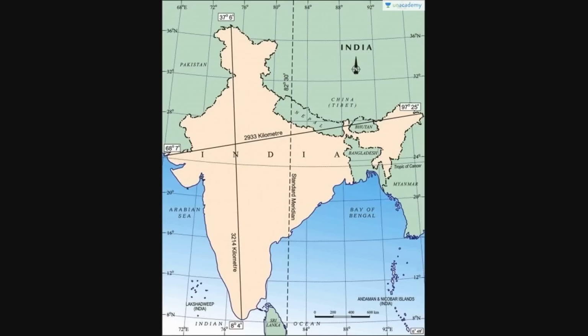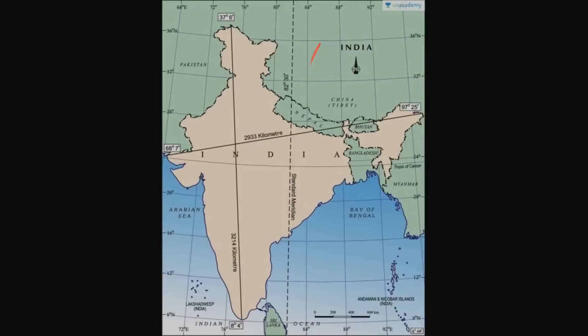Now, this is the figure. See, this is the longitudinal extent, 68 degrees 7 minutes east to 97 degrees 25 minutes east, and this is the latitudinal extent, 8 degrees 4 minutes north to 37 degrees 6 minutes north. We can see that we are starting from about 8 degrees 4 minutes, and the equator is at 0 degrees. So, India is in the northern hemisphere. The north-south length is 3214 kilometers, the east-west extent is 2933 kilometers, and the standard meridian is at 82 degrees 30 minutes east longitude.